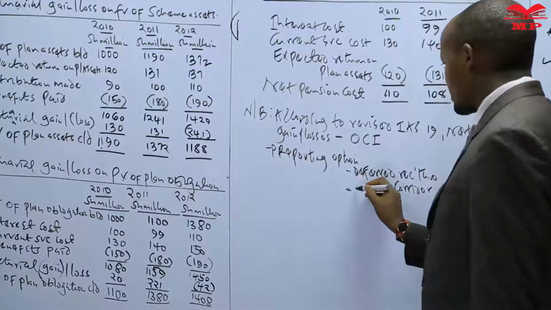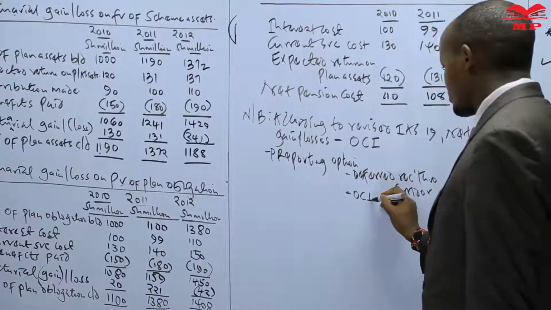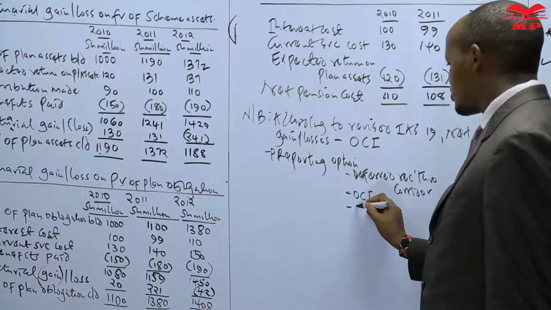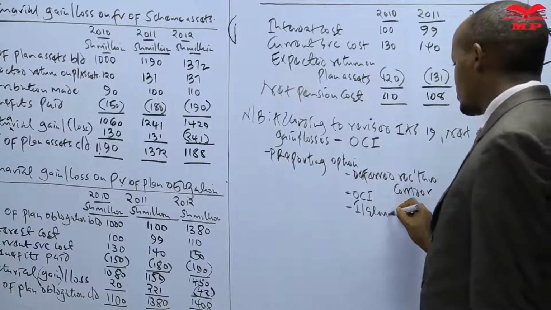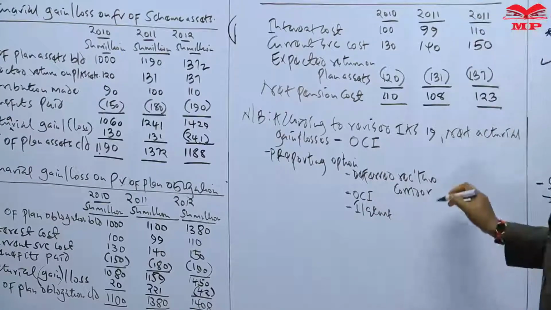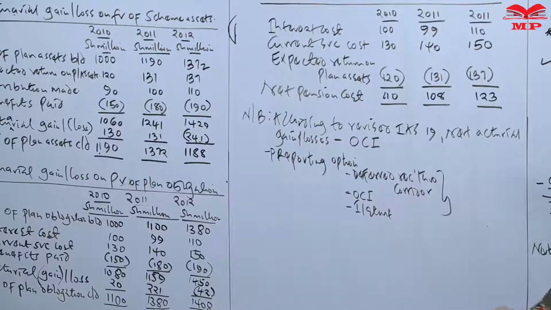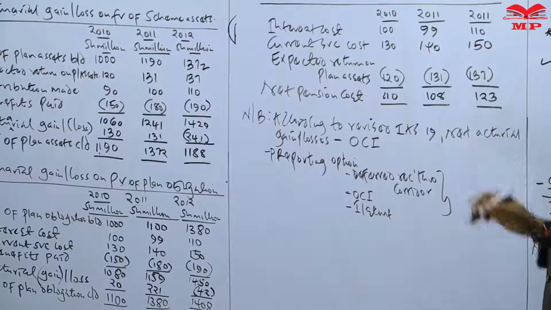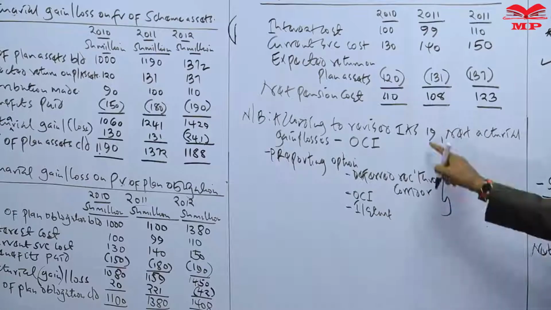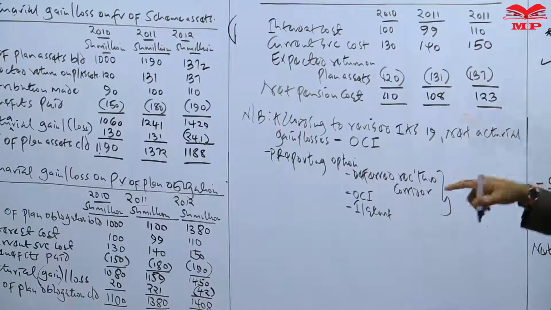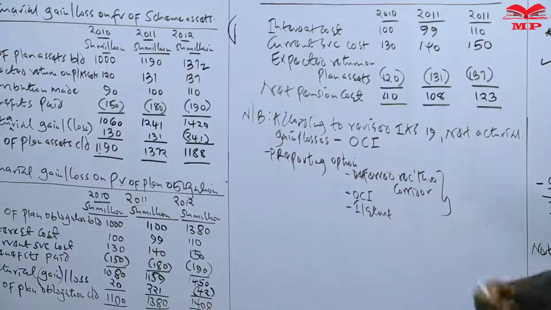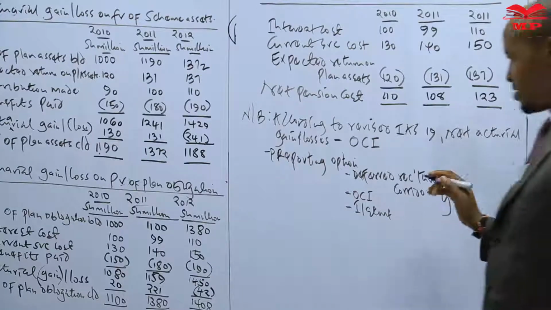Two was a recognition of actuarial gain or losses through other comprehensive income, and also recognition of actuarial gain or losses through the income statement. Those were the 3 reporting options which were available to an entity, of which now the revised IAS 19 has eliminated the 3 reporting options and currently requires the net amount of actuarial gain or loss to be accounted for as part of the other comprehensive income. So therefore, that's what you need to remember.